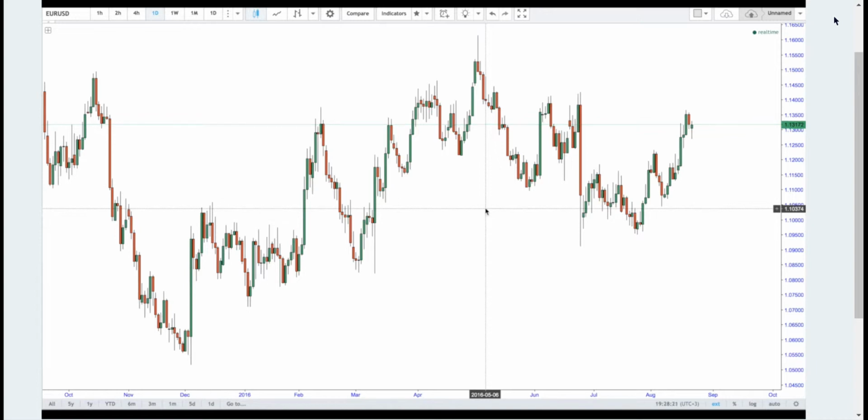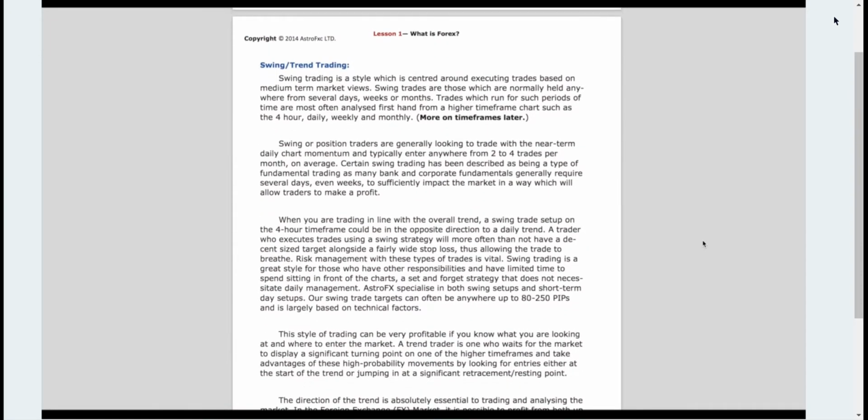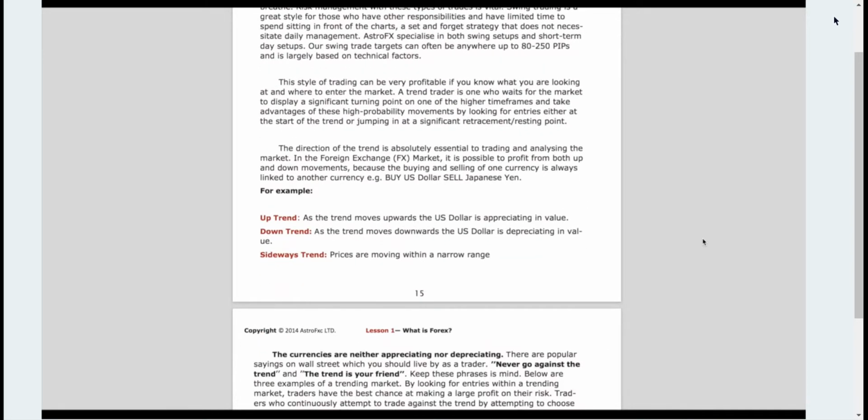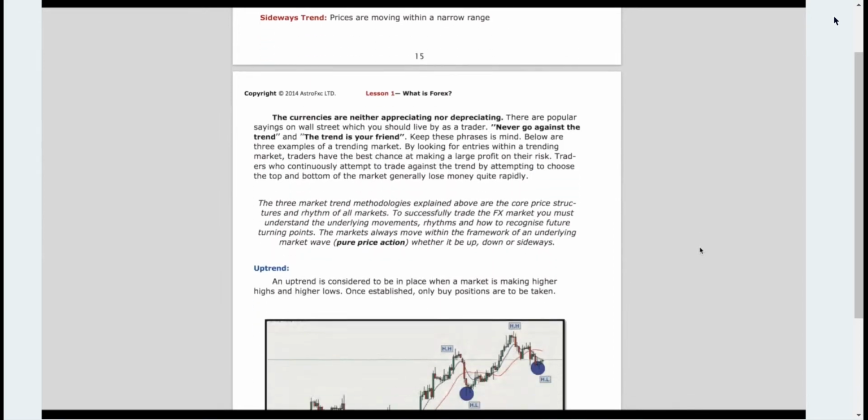Now, price structure, lower lows, lower highs, and so on. I'm going to go into this now. I'm going to just give you a brief lowdown on which time frames are actually most efficient. So this in the book, Swing or Trend Trading, on page 15. Uptrend, trend that moves upwards. Downtrend, trend that moves down, obviously. Sideways trend or consolidation, we're going sideways.